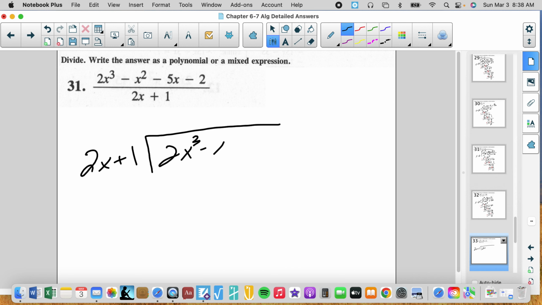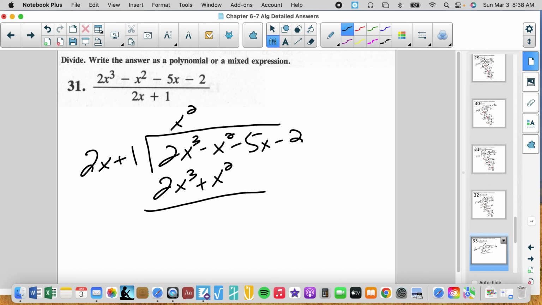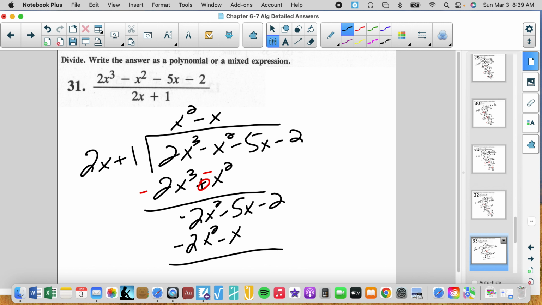2x cubed minus x squared minus 5x minus 2. We're going to multiply by x squared, 2x cubed plus x squared. Change the signs, minus 2x squared minus 5x minus 2. Multiply by a negative 2x. Nope, negative x, sorry, my bad. Negative x, negative 2x squared minus x.